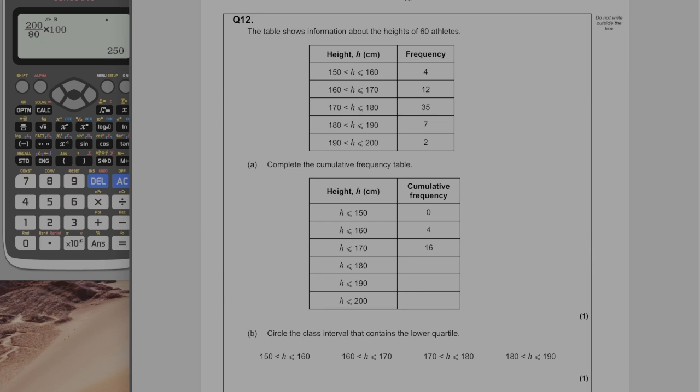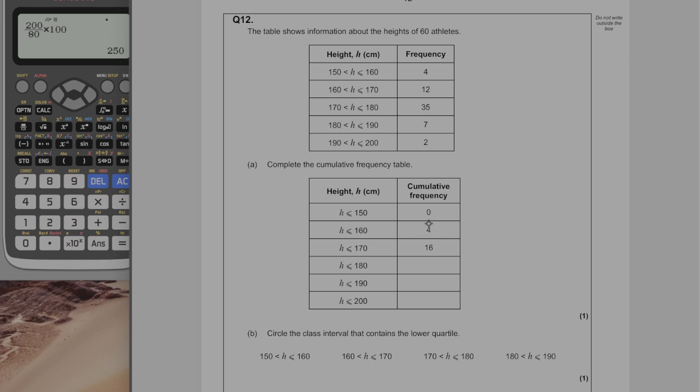Question 12. Here is a table showing heights of 60 athletes. Complete the cumulative frequency for this. So cumulative frequency just means that we're adding the previous frequencies together. Okay, interesting. So they're adding on a 0 column, which is fine. So we've got 0 that are less than 150.